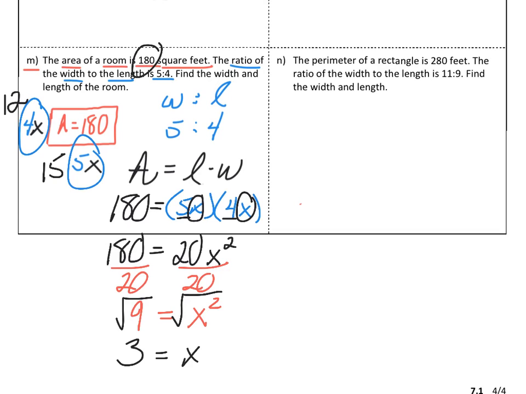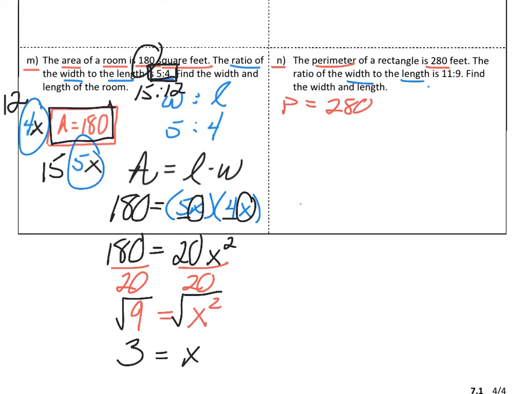If I multiply those two, I do get 180 for my area. And if I reduce that ratio, 15 to 12, I am going to get back to 5 to 4. N is very similar, but now it's dealing with the perimeter. It's telling me it's 280 feet. And once again, they give me my ratio.